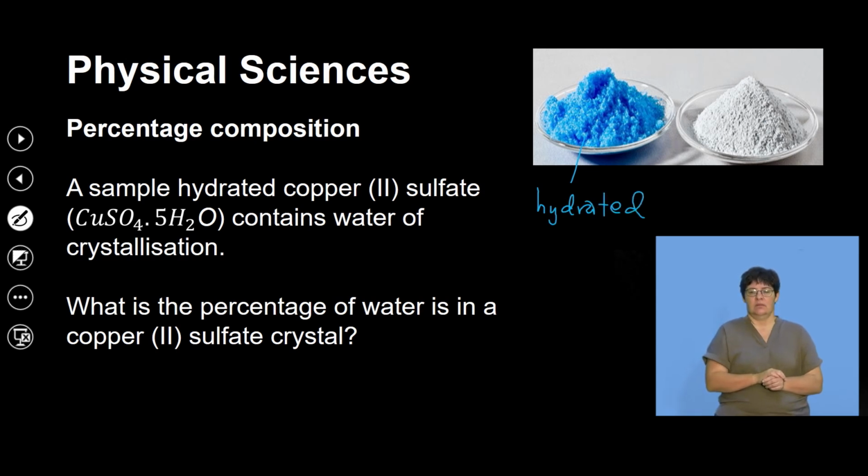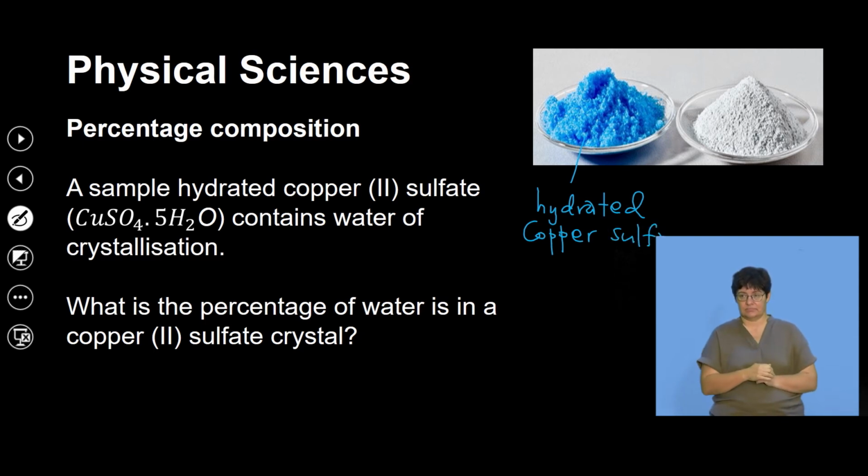So this is our hydrated copper sulfate. This copper sulfate contains water which has formed those crystals. That's hydrated copper sulfate, copper 2. Hence this is the formula. It has got water molecules. So the 5, which multiplies the formula of water, is actually the component that represents the water of crystallization.